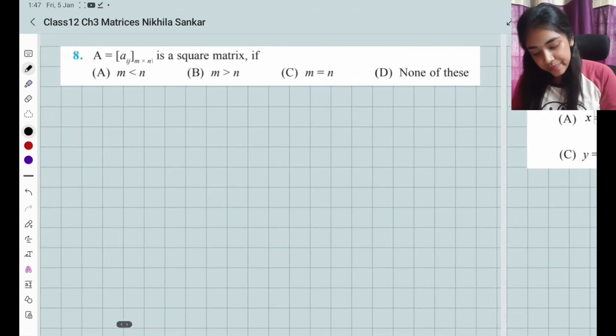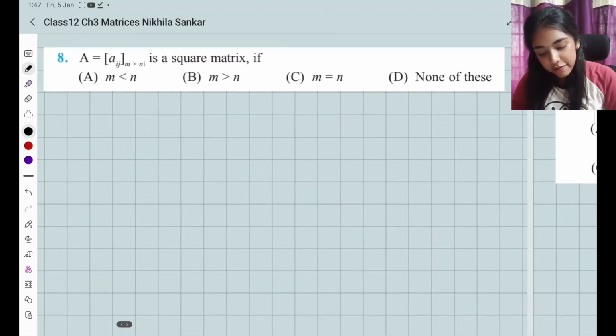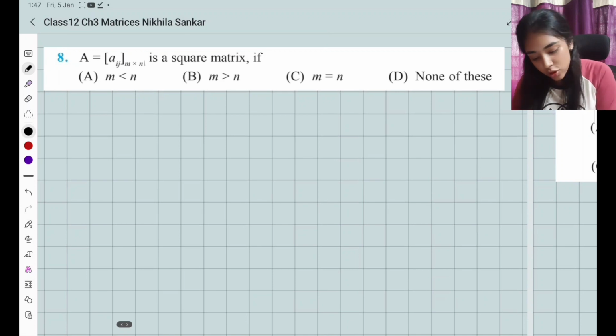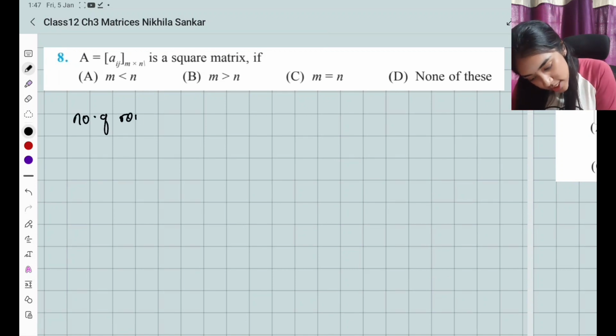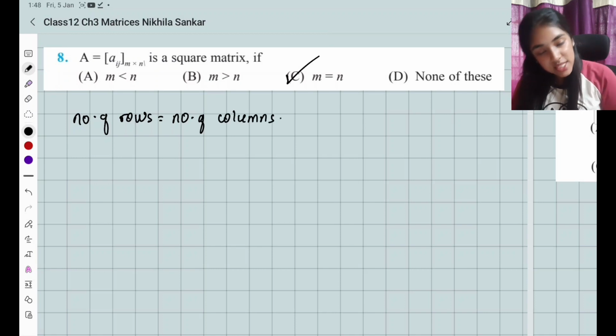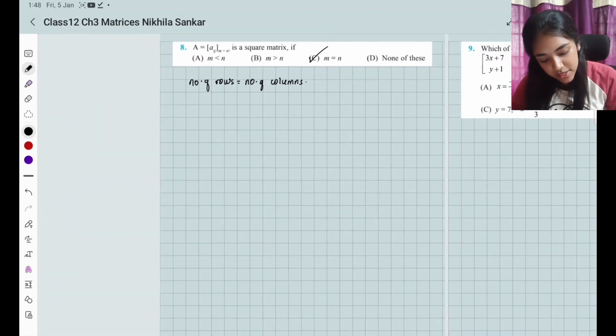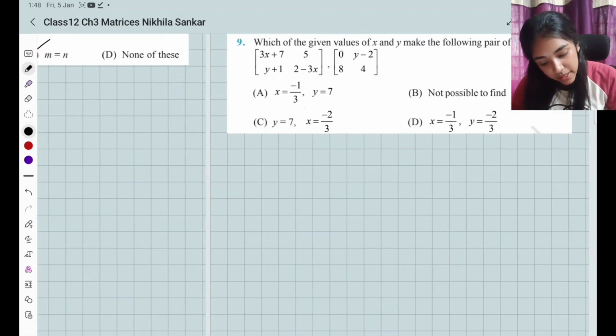Question number 8. A is a square matrix if and only if. Square matrix na, number of rows equals number of columns. Correct? M equals N, appa same value. So option C is going to be the correct answer. Okay? Please copy.